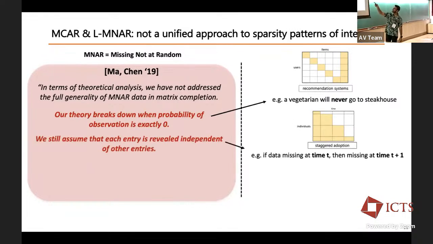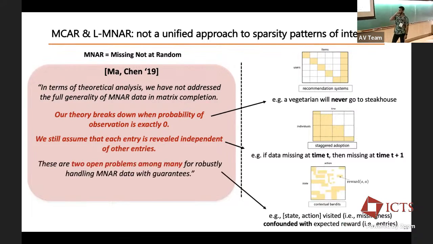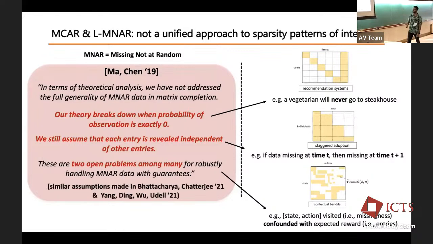They also say that we still assume that each entry is revealed independent of other entries. So for example, in the Sager adoption setting, if I tell you that an entry is missing at time t, that's also missing at time t plus 1. And so that wouldn't hold. This kind of sparsity pattern wouldn't hold with what they can handle so far. And they say these are two open problems amongst many. And I'll go into what that means.